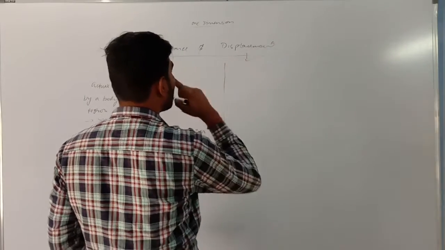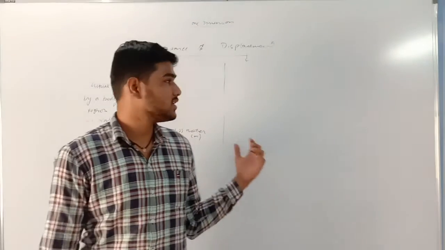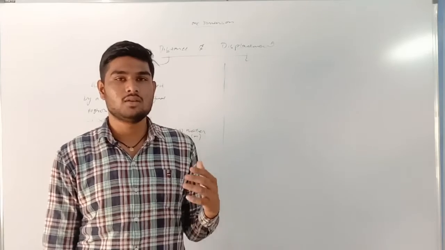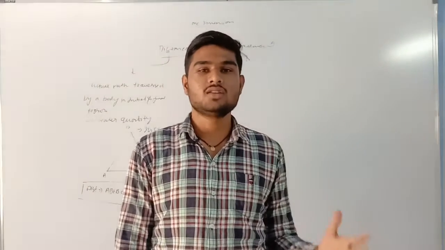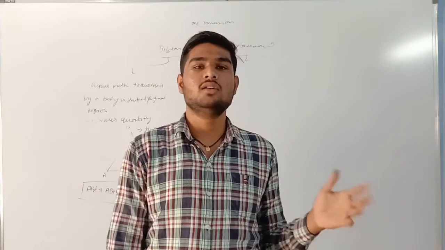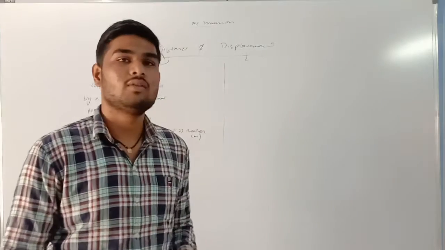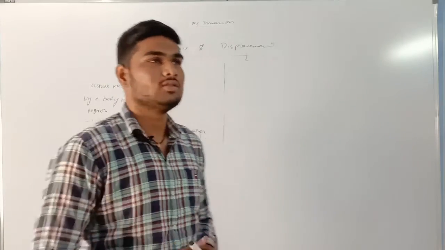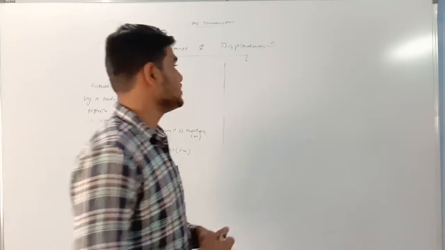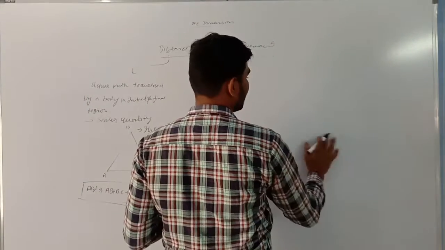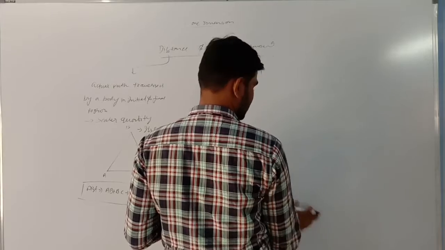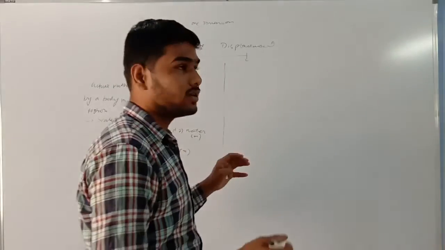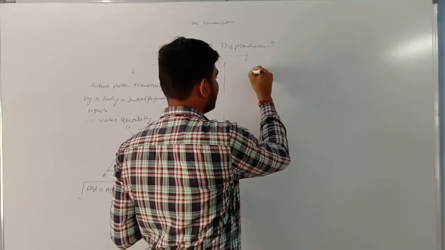Okay, so what is displacement now? Displacement is the change in position of a body in a fixed direction. I am repeating, change in position of a body in a fixed direction, or we can say the shortest distance between the initial and final position. So let's understand the meaning of this with an example.